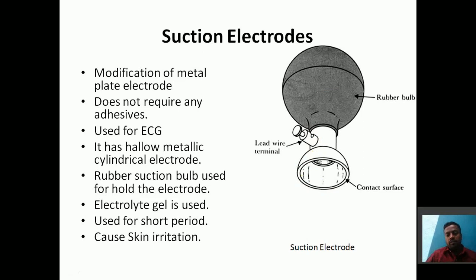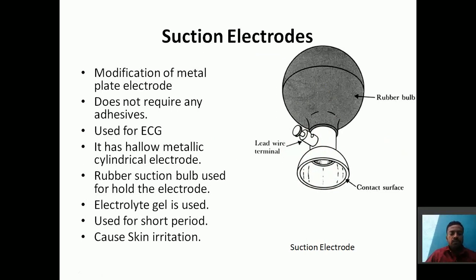It is used for measuring ECG. This is a hollow metallic cylindrical electrode, looking like a half sphere. Over that we have one pipe, and over that we have a rubber bulb. Here we have the probe. The rubber suction bulb is to hold the electrode over our skin.